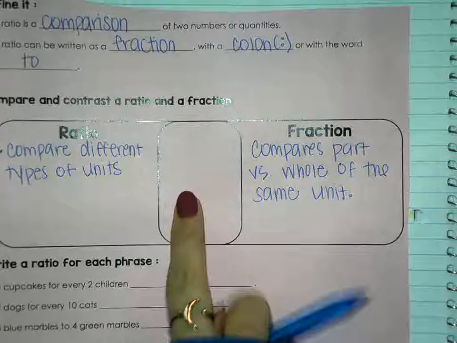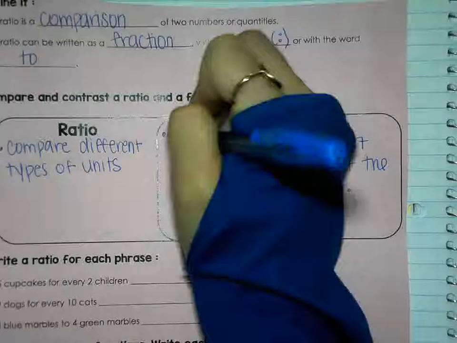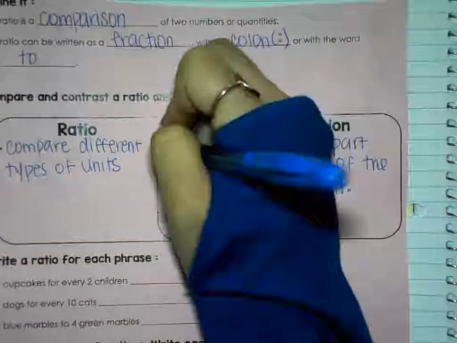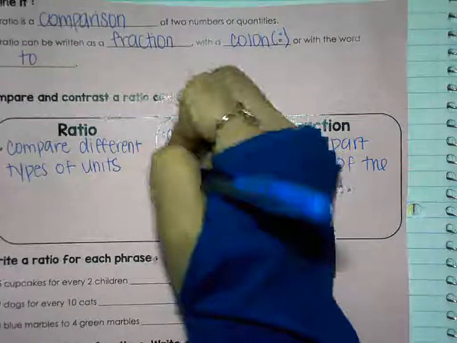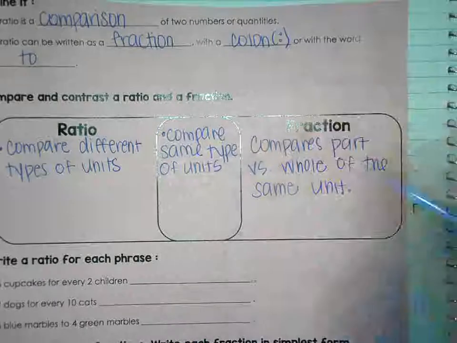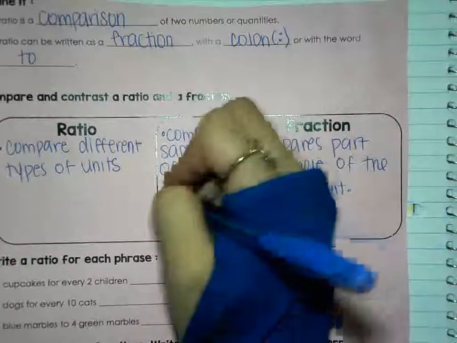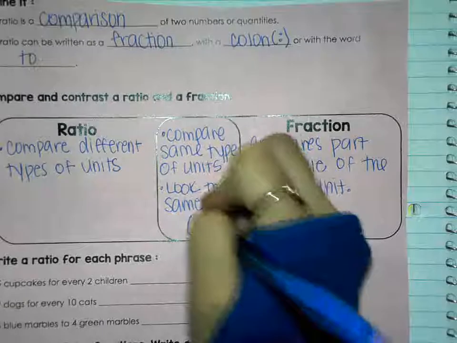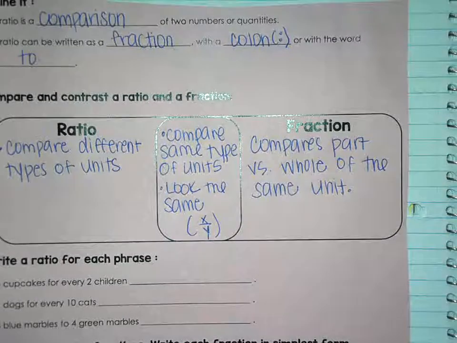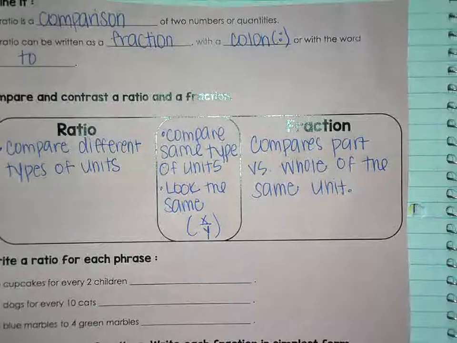So then they do have some things in common. You can compare the same type of units, and they will look the same. Meaning that x over y, that 3 over 4, 4 over 5, 8 over 10, whatever numbers you plug in that place, they will look the same.